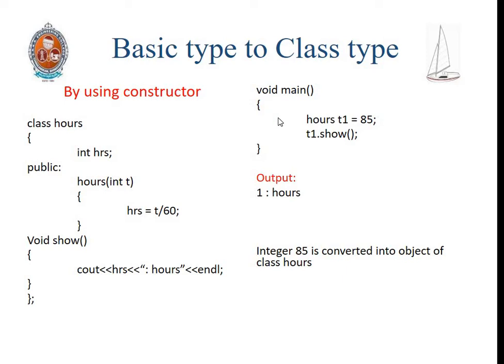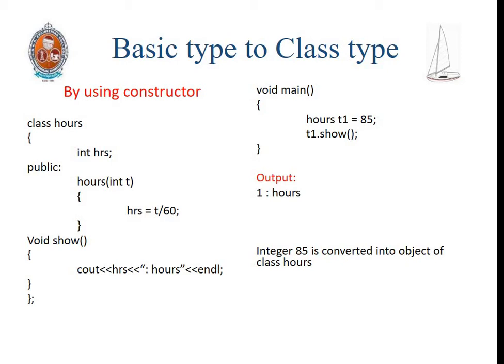In this example we can see the constructor. Hours of int t has been created using the constructor. So when we pass the integer value, this integer value will be stored in the object variable. When the main function executes, the statement hours t1 equal to 85, the type casting is done with the help of this constructor.